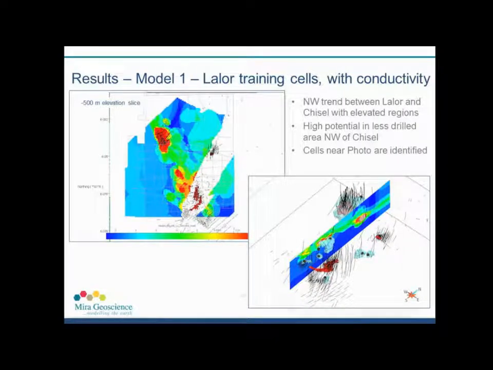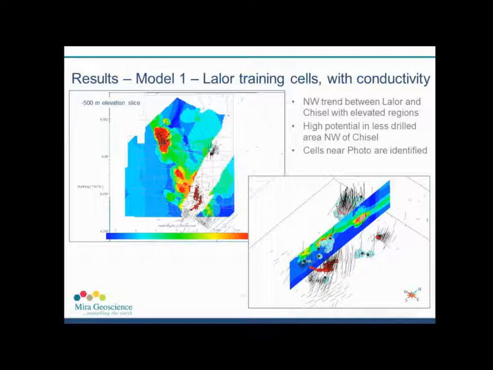So the results, there's three results. Model 1 was built using Lalor as a training region and incorporating the conductivity model as one of the layers. So that's why we have a break in the model there. And so you can see Lalor was targeted using Lalor.